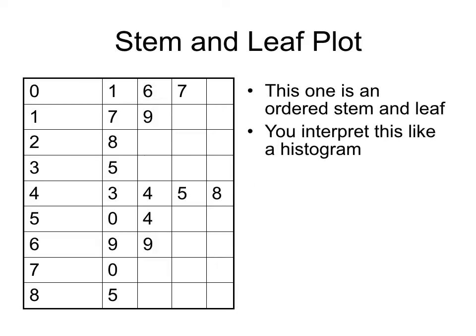You can interpret this like a histogram. As I said, if you go sideways, you really pretty much have a histogram. It's easy to spot outliers. I don't think there really are any outliers here.